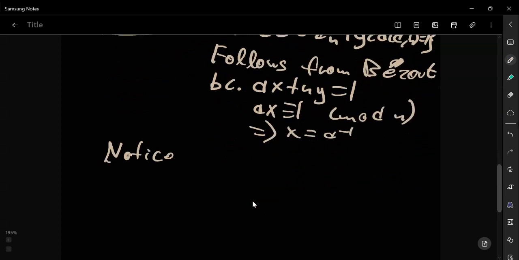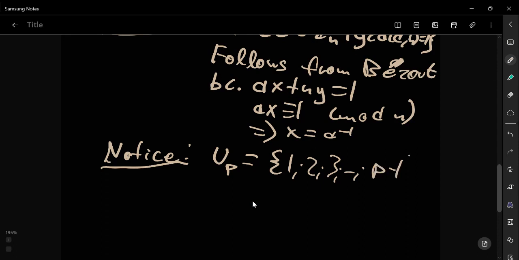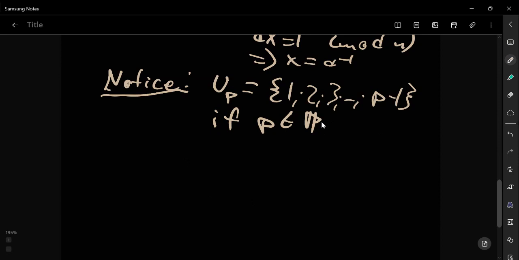And so notice that according to this lemma, Z modulo, or well, let's use our abbreviation, Up is just equal to 1, 2, 3, up to p minus 1. Because every integer that is less than p is automatically coprime to p if p is a prime. So recall that this capital P is just the set of primes in the integers.